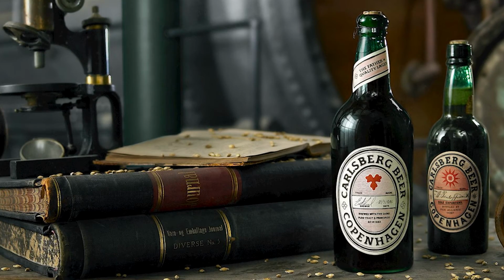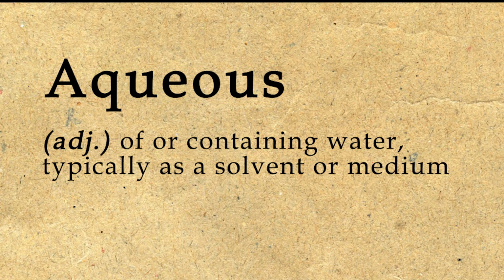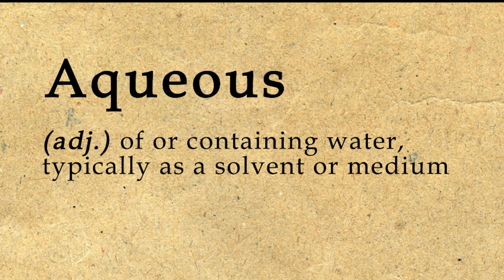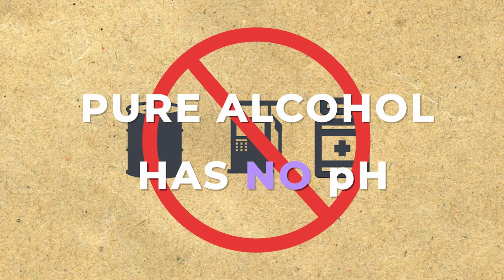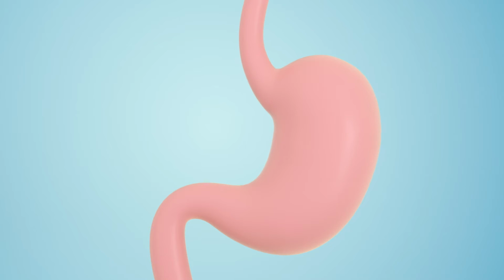While we're at it, here's another fun fact about pH. Only solutions that are aqueous, or in other words contain water, have a pH. That means that substances like oil, gasoline, and pure alcohol have no pH. Let's look at some common substances and their pHs.